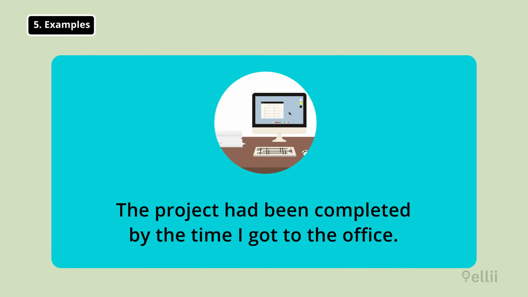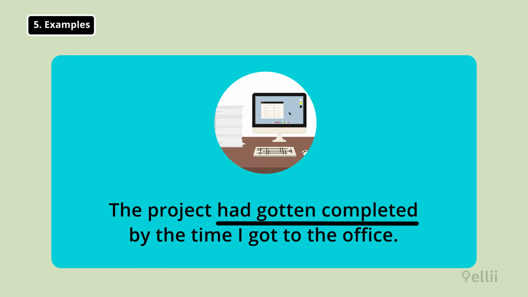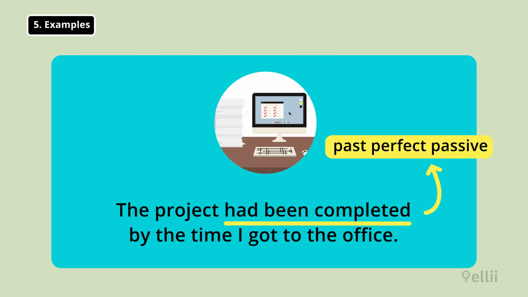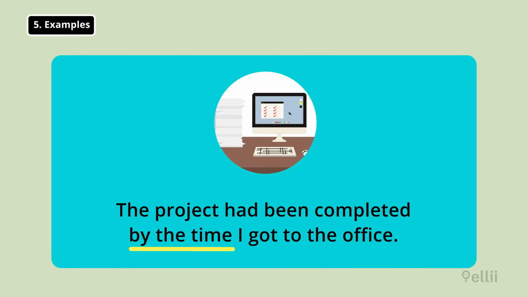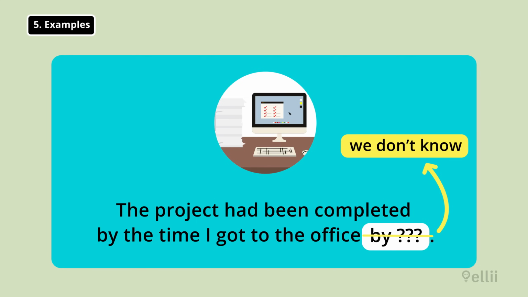Here, we can say the project had been completed or had gotten completed by the time I got to the office. Woo! This is a past perfect passive sentence. In this sentence, by the time is a time marker. We've dropped by someone because we don't know who completed the project, or it's not important to include that information.